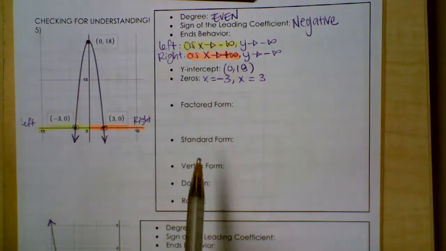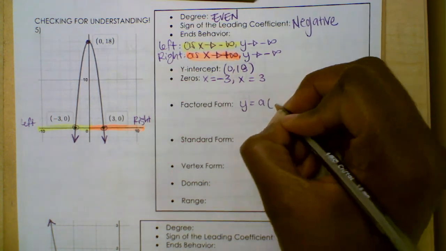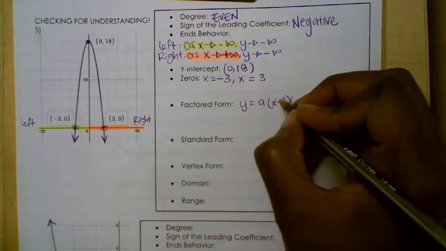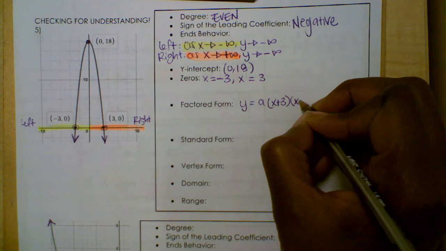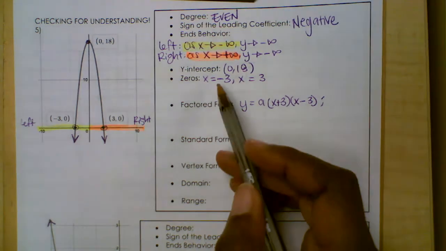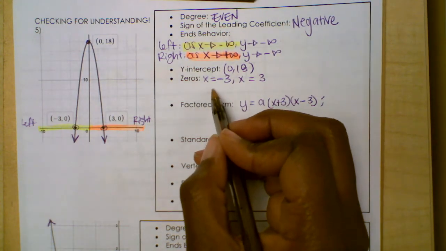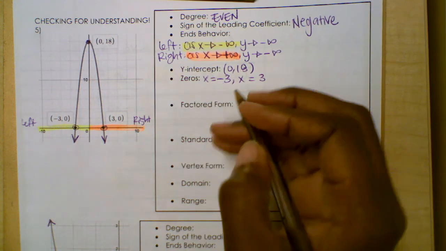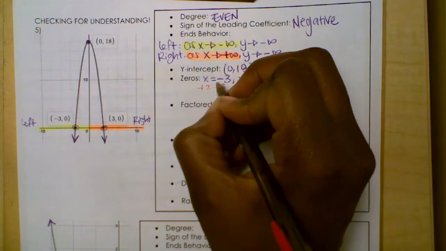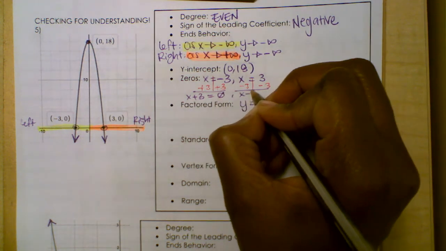Now we want to derive the factored form. How would you derive it? You start with y equals a times (x plus 3), which is the opposite of negative 3, and (x minus 3), which is the opposite of positive 3. Some of you ask me how I get the factored form. I rewrite the equation as equal to 0. I need to find a number to add to negative 3 to make it 0, so I add 3 on both sides for the first equation, and subtract 3 on both sides for the next one. The new equations are x plus 3 equals 0 and x minus 3 equals 0.